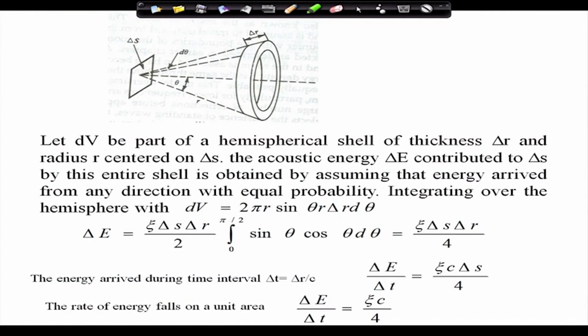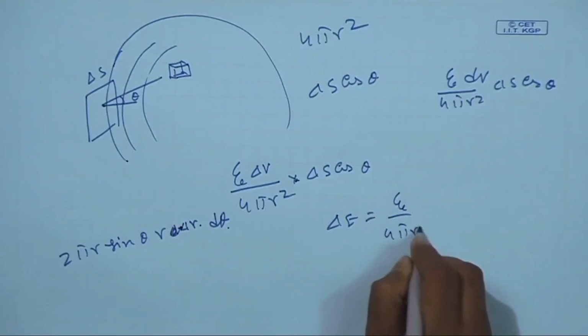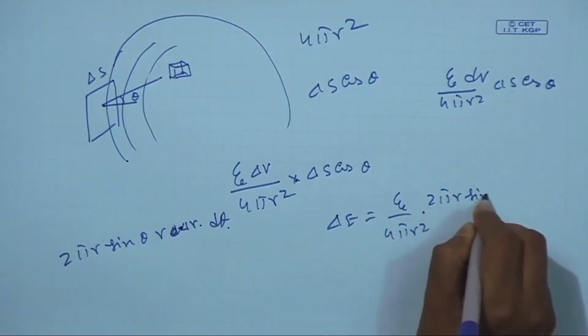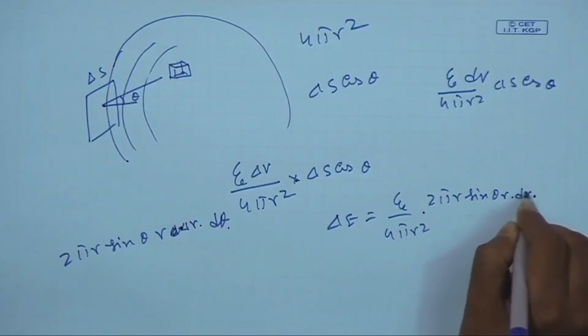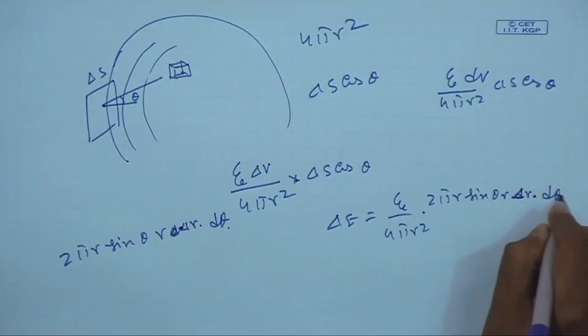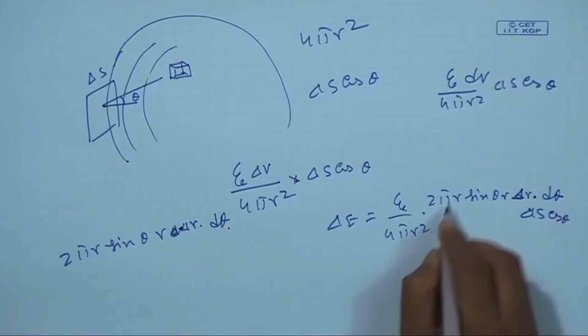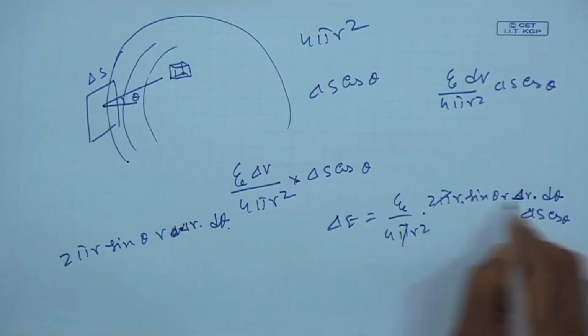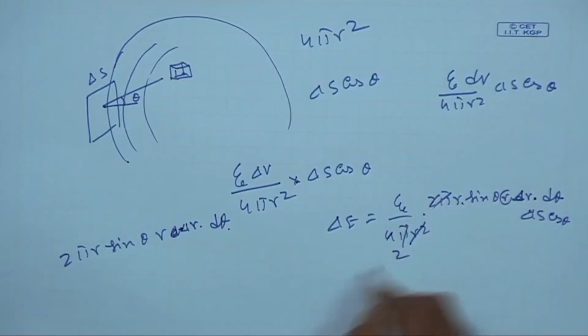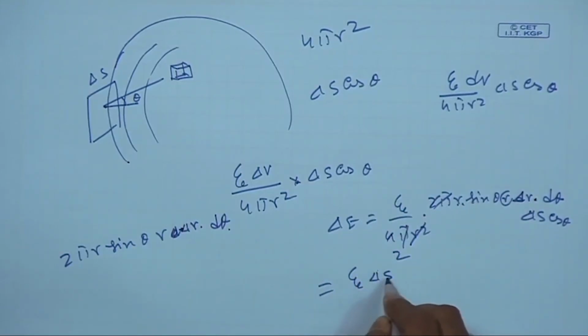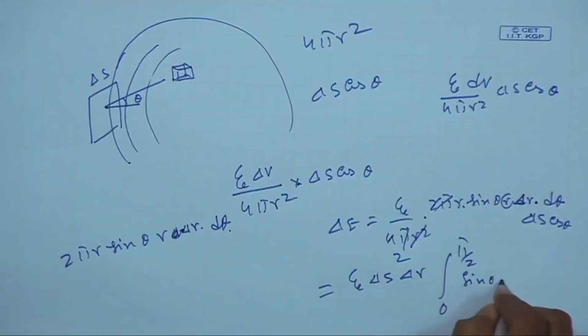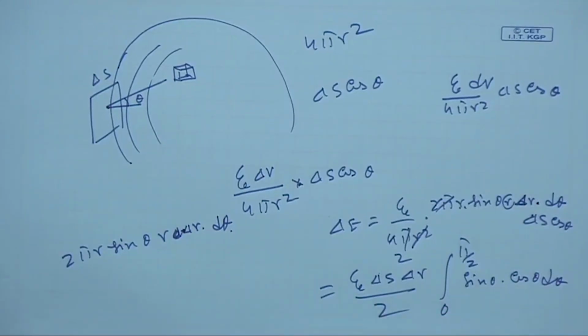Now, the entire hemisphere is striking, whose volume is this one, so the total energy is nothing but integrating from 0 to pi by 2 on this. So, del V will be replaced: sigma by 4 pi r square into del V, which is 2 pi r sin theta r del r into d theta, into del S cos theta. So, 2 pi cancels, pi cancels, r and this r create r square which cancels, and so 2 by 2. So, it is nothing but psi into del S, psi into del S into del r, integral 0 to pi by 2 of sin theta cos theta d theta, divided by 2.